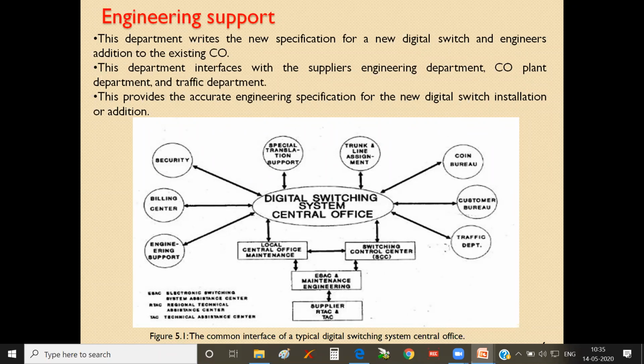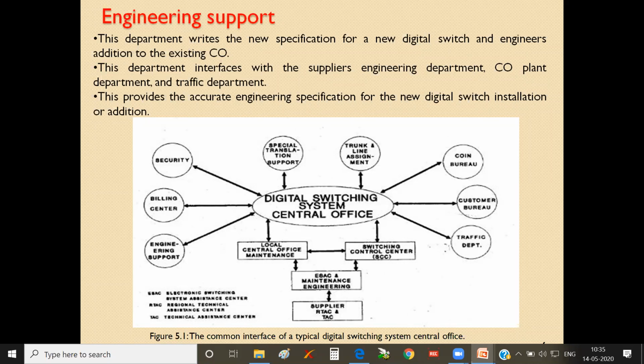Coin bureau, customer bureau, traffic department we have, local central office maintenance we have, switching control center we have, and similarly these additional departments also we have to provide service for the digital switching system. And the digital switching system is going to have all these categories. There are some different departments, like the security department, which functions to provide security for the maintenance actions performed by the central office.